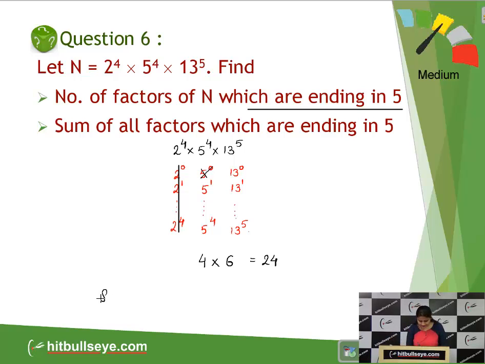Now come to sum part. It will be simply addition of the permissible powers for every prime, then multiplication. Again, I'm leaving the GP part for you, and this is the answer.